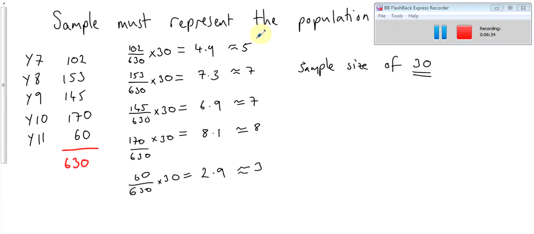So for my sample to be representative, and these are important words here, for it to be representative of the population with regard to this particular strata, the age, the year group of the people, then I need 5 of these, 7 year 8s, 7 year 9s, 8 year 10s, and 3 year 11s.